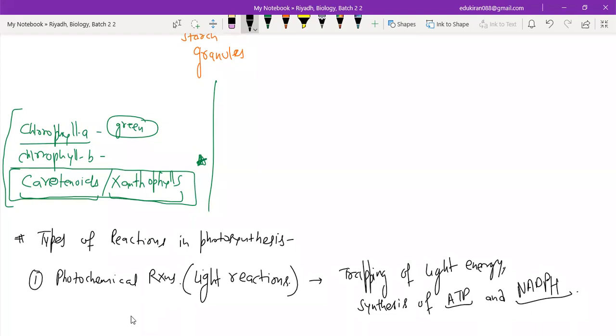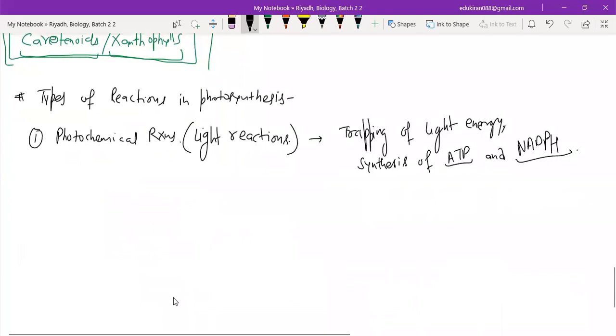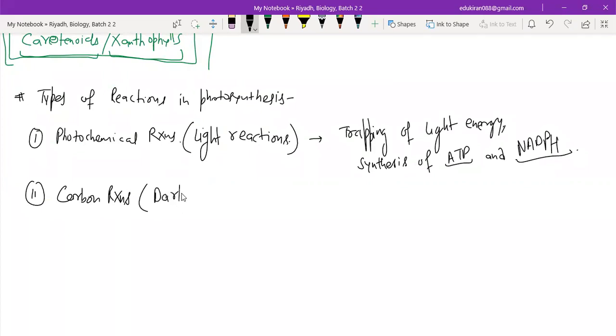Yes, sir. The second type of reaction, which follows, so first this happens, is called carbon reactions. Carbon reactions, or just opposite to it, they are called dark reactions. But the catch here is that these reactions do not only happen in the dark, they are just not dependent on light. Is it clear, everyone?